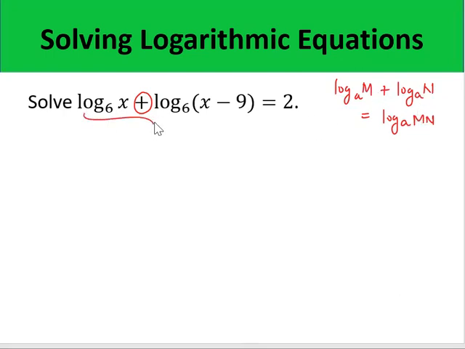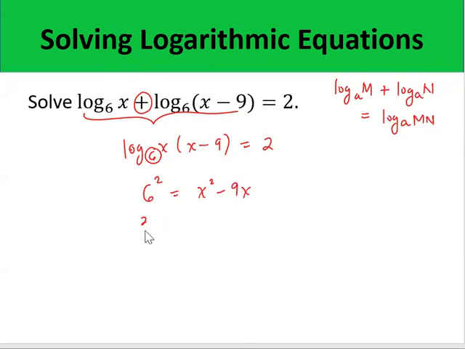as a single logarithm of the same base a, but the parameter will be the product of m and n. So in this case, combining these two logarithms into a single logarithm, we write it as the logarithm of x times x minus 9 to the base 6. And we equate it to the constant 2. Now since our equation contains a single logarithm at the left side and a constant at the other side, we have to convert this into an exponential expression. So the base is 6, and then we raise it to 2, and then equate it to x times x minus 9, which is x squared minus 9x.